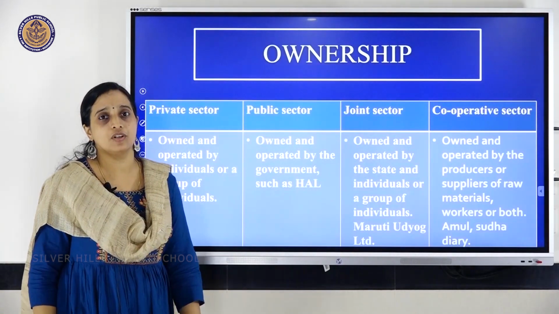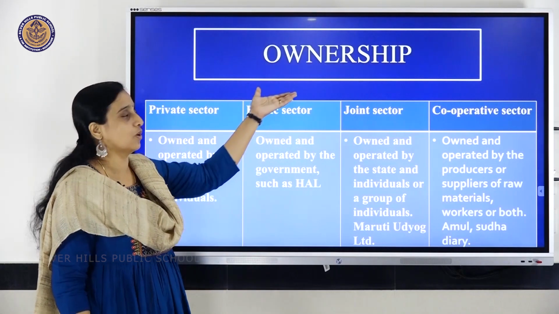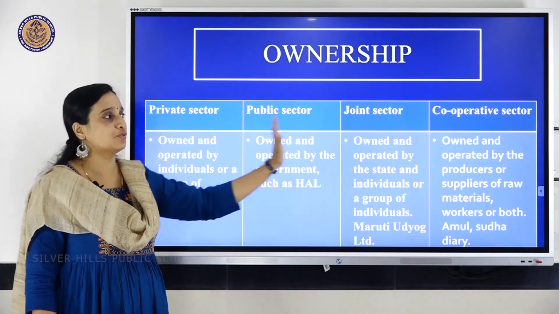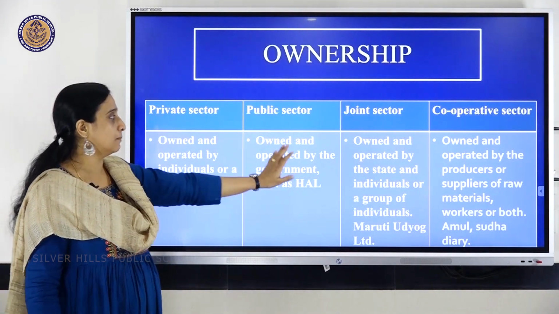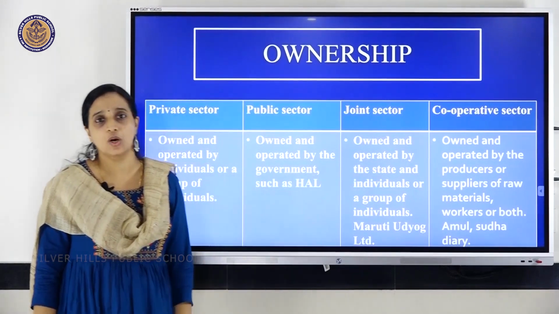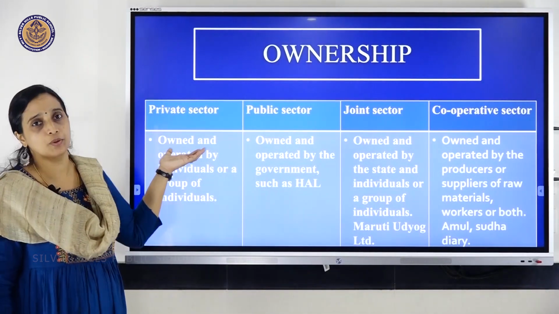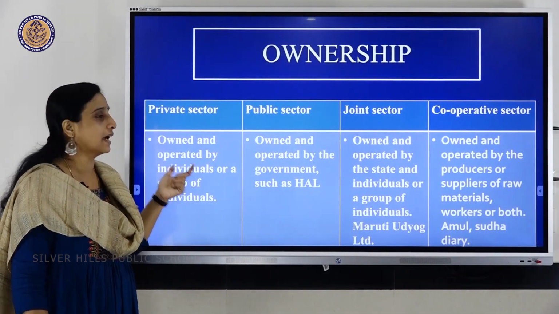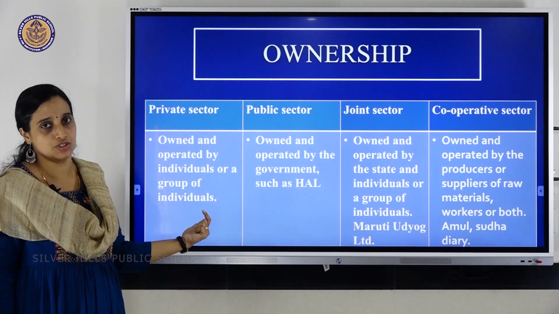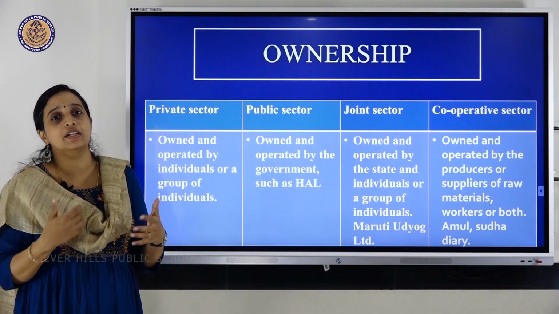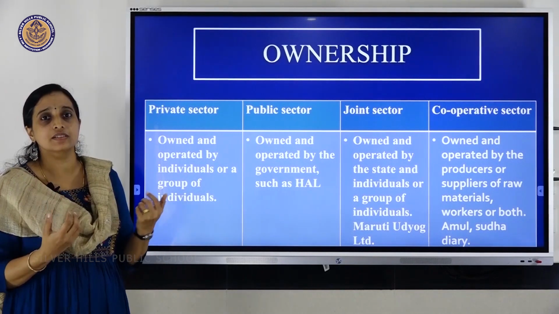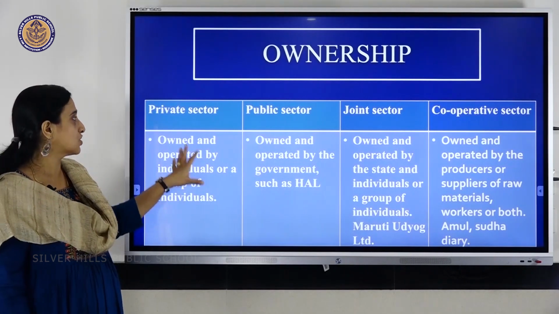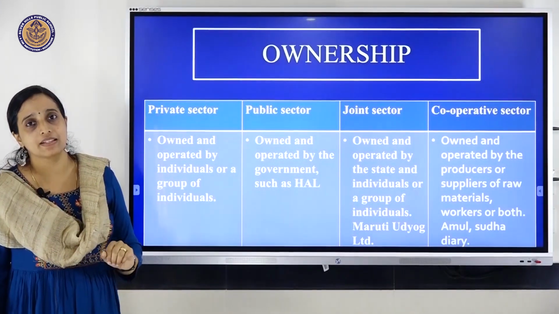Now the third one, the classification of industry on the basis of ownership. The ownership is again divided into 4 types: the private sector, public sector, joint sector, and also cooperative sector. Now let's look at what we mean by the private sector. The private sector is owned and operated by an individual or a group of individuals. The industry is owned and worked by an individual or a group of people who will be the owners. Such a sector is what we call the private sector.